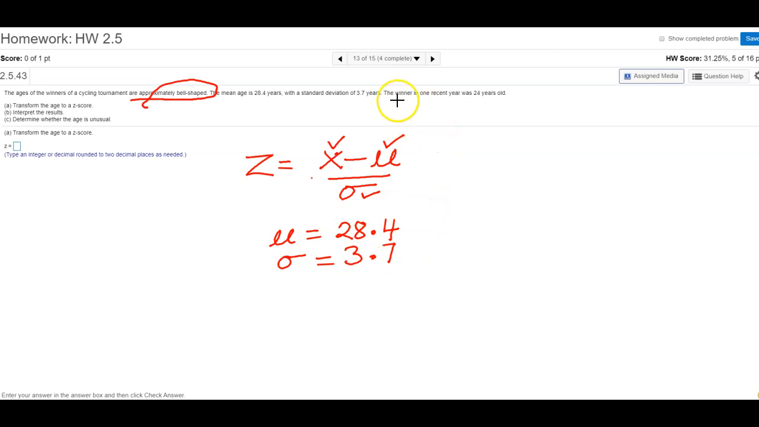Now how are we using it? The winner in one recent year was 24 years old. In recent years, X is 24 years old. They want us to transform this into a z-score. But before we go ahead and do that, we need to see why.